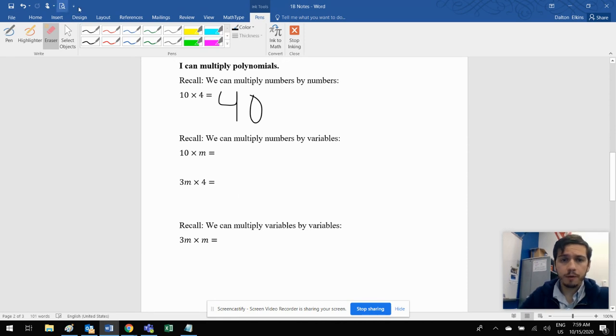Another thing we need to remember is that we can multiply numbers by variables. Now, this one is more just a visual. We don't actually multiply them in the sense of how we multiplied 10 and 4, but we actually just multiply 10 times m. Well, I have to represent that some way. So I'm going to represent that as 10m.